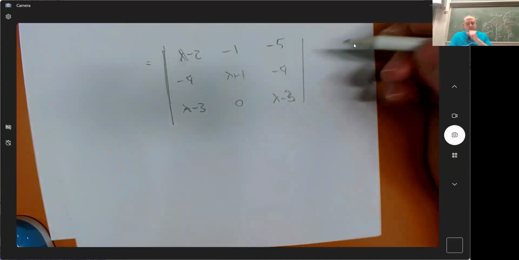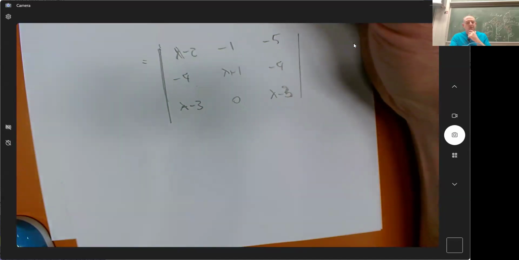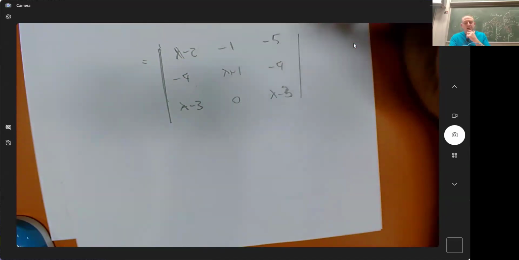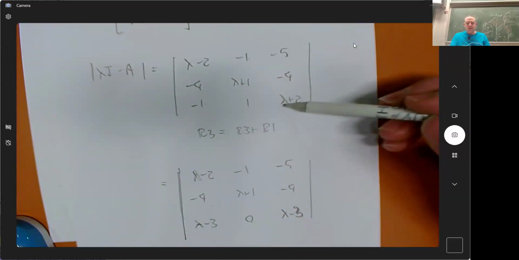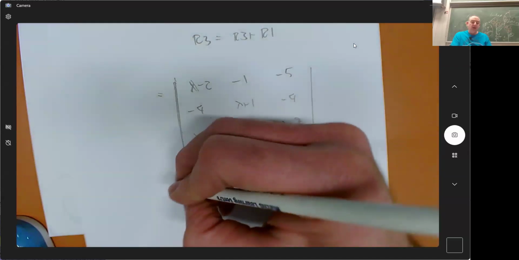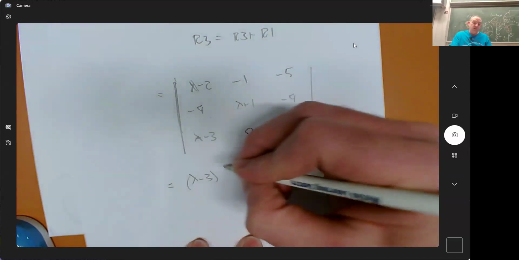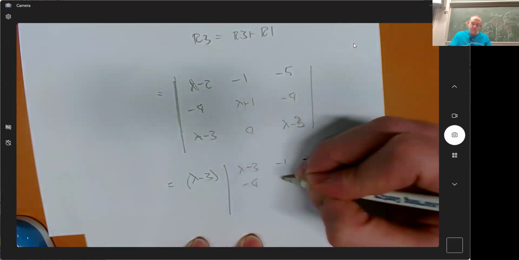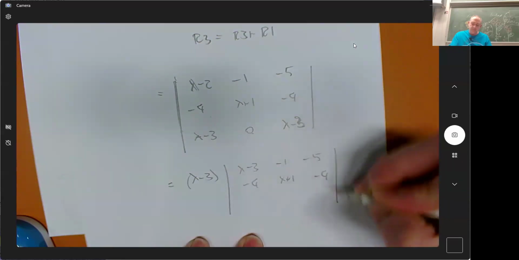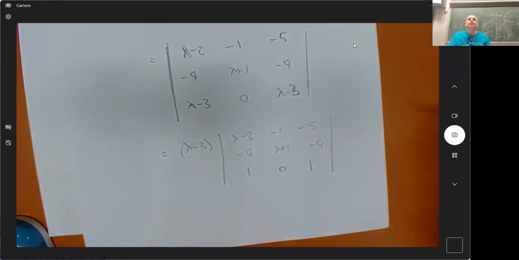So when I added row 3 onto row 1, I got this. Lambda minus 2 plus another -1 is lambda minus 3. This plus this is 0. Minus 5 plus lambda plus 2 is lambda minus 3. And what I can do is factorize out the lambda minus 3 out of that row. And so there's definitely a lambda minus 3 that's going to happen.